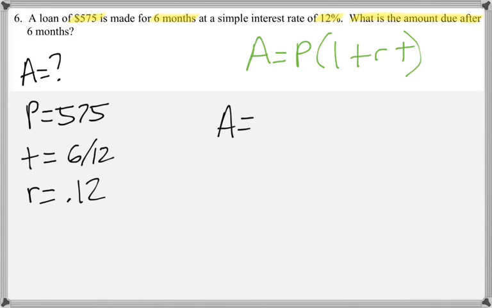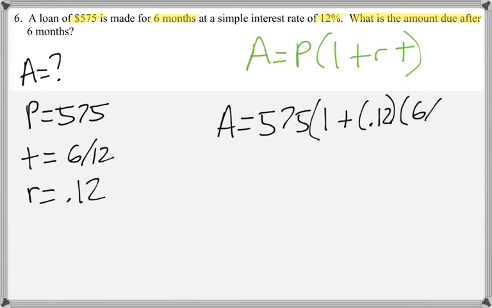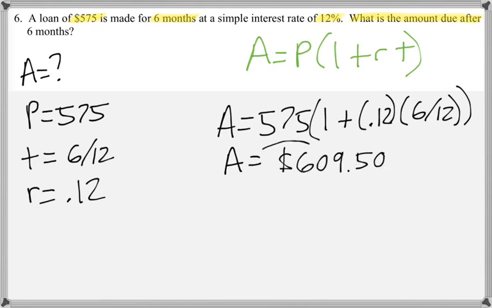So now I just need to plug these numbers into the formula, and then calculate it. And the future value will be $609.50.